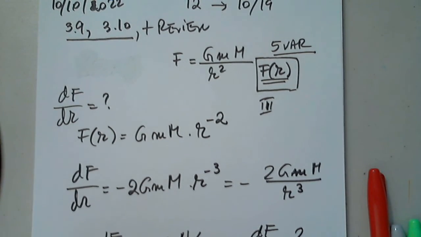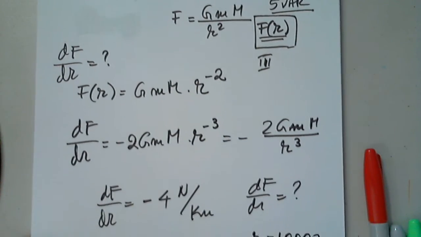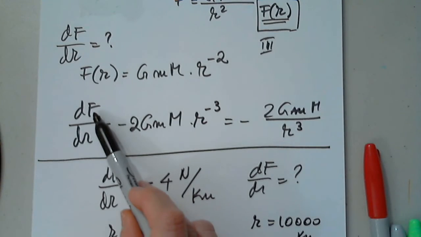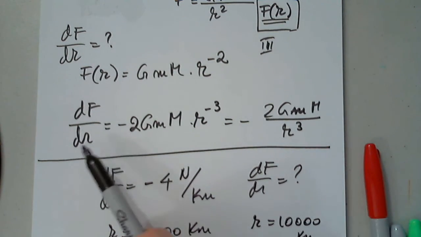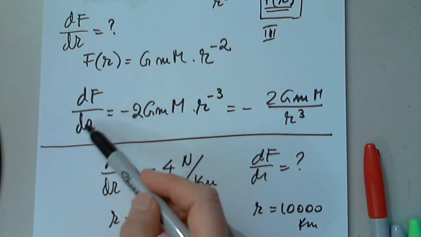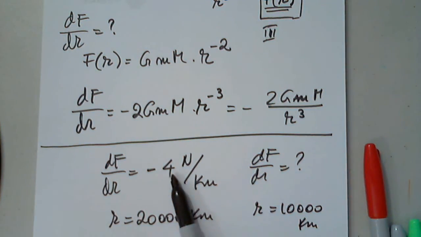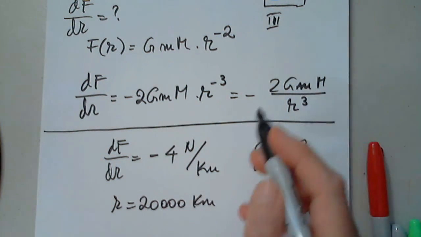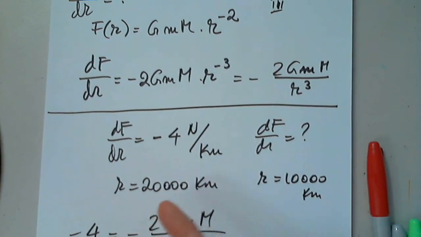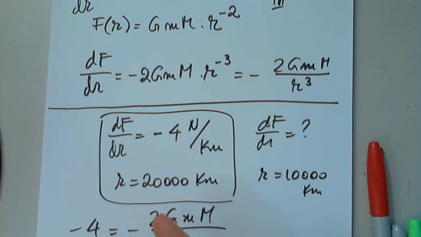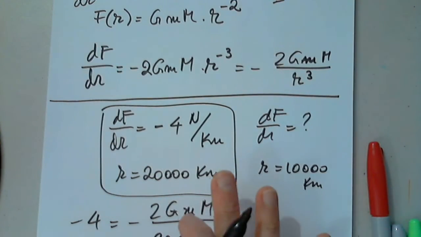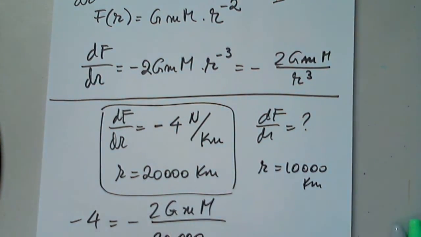Okay, good point. So let's take a look. We do have the formula for df over dr. The rate of change of force with respect to distance between the bodies is this. They are telling us that this side is -4, and this side is -2 GMm over r cubed, and they are giving us the radius or the distance, 20,000. This is specifically given to us to determine this constant.